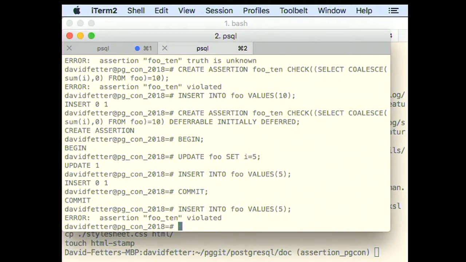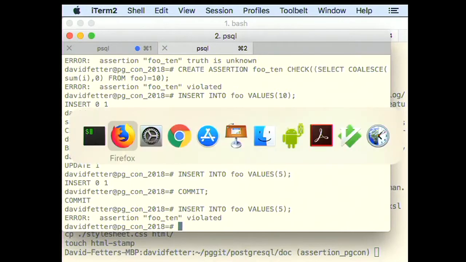All righty. So this is what I want us to have in the release notes for 12: first database on Earth ever to implement SQL standard assertions. And I think we can do it.